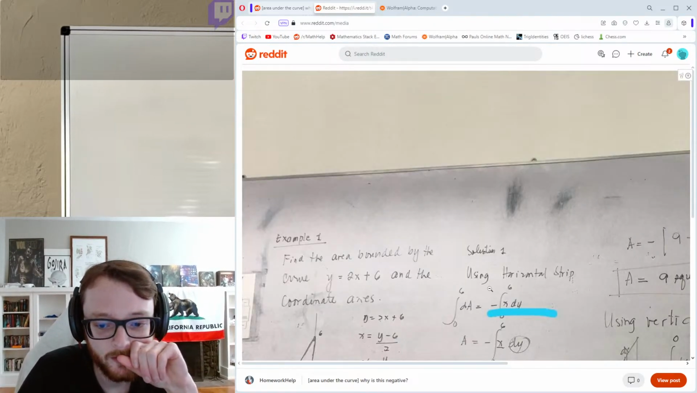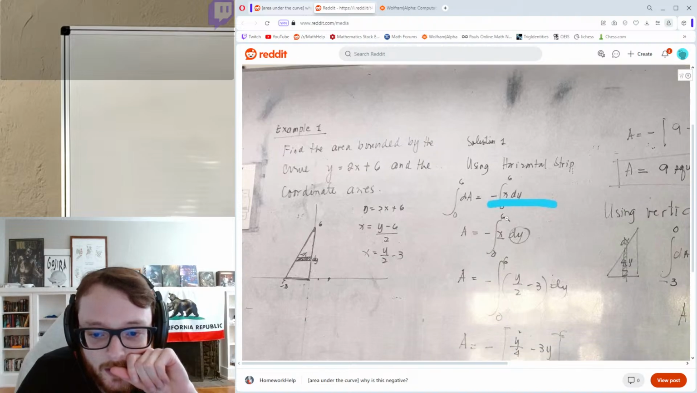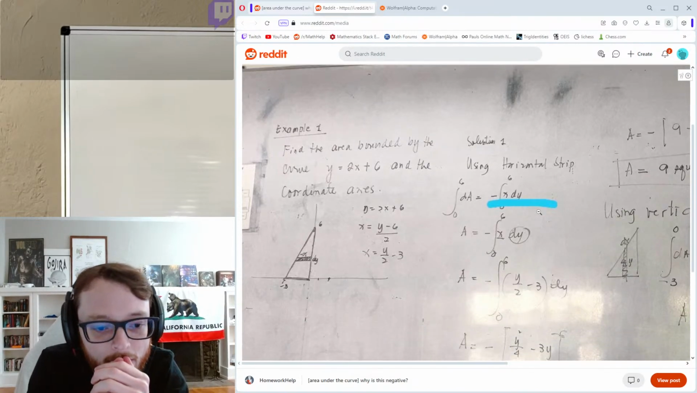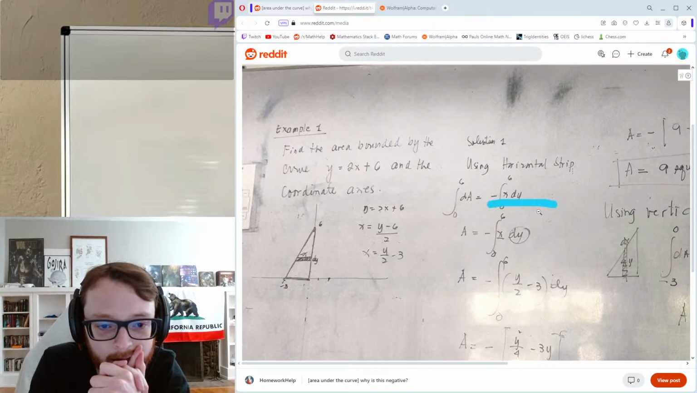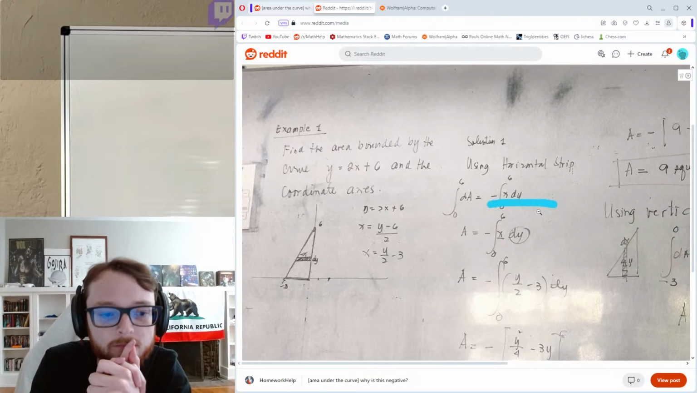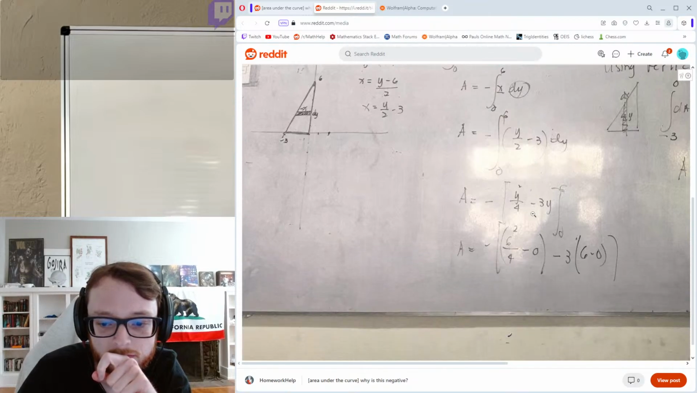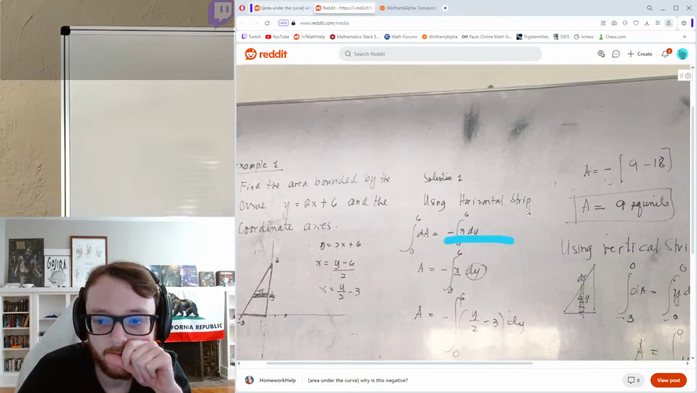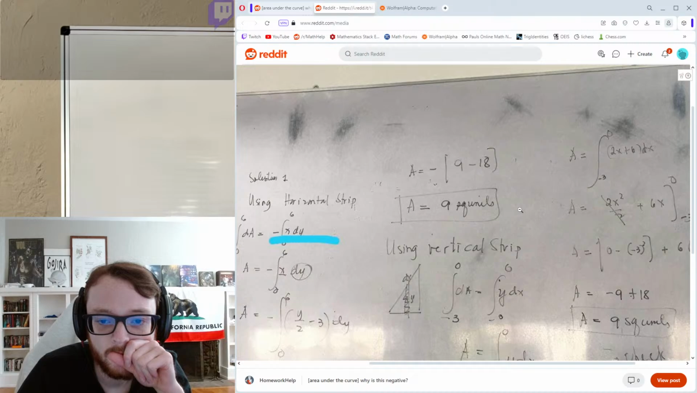What's inside the integral there? Like an underlined x? What does that mean? Y over 2 minus 3. Huh. Do they get a positive answer? Yeah.